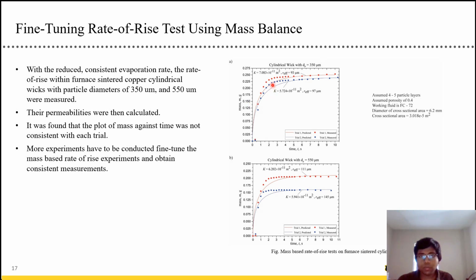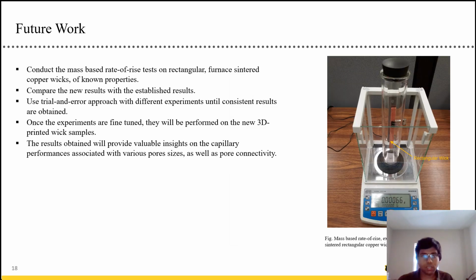As you can see, the blue one and the red one are two different trials, and they're not exactly the same. So this is the problem we're facing right now. The experiments are not consistent for some reason, and we believe that's due to some fluid evaporation that's taking place somewhere.